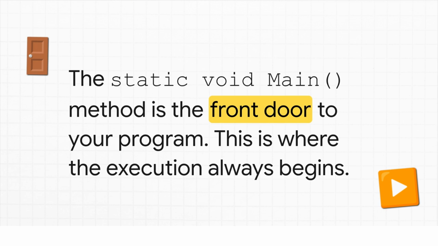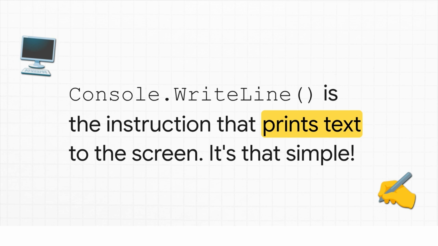When you tell the computer to run, this is the exact spot it looks for to begin. And this is the command that actually does something. This is the action. Console.WriteLine("Hello World") is a direct instruction. It tells the computer, hey, take the text you see inside these quotes and print it out on the screen for me. That's literally all it's doing.